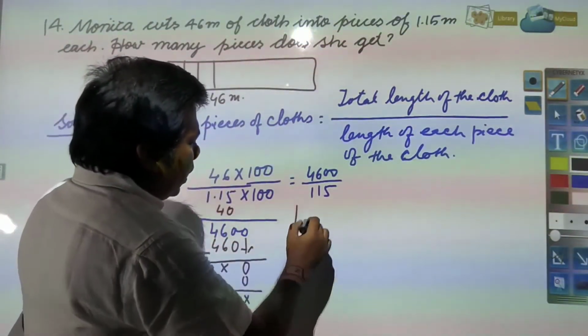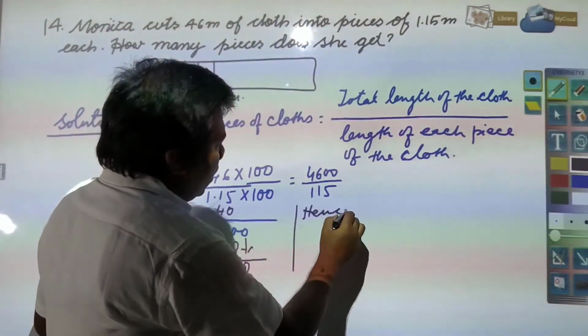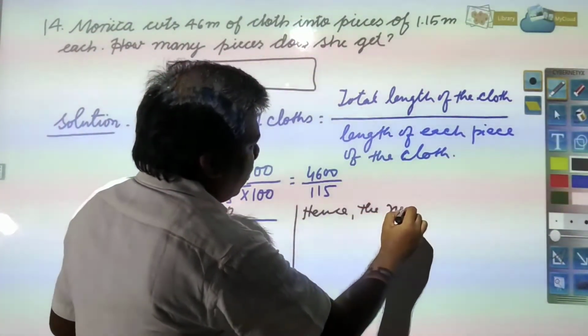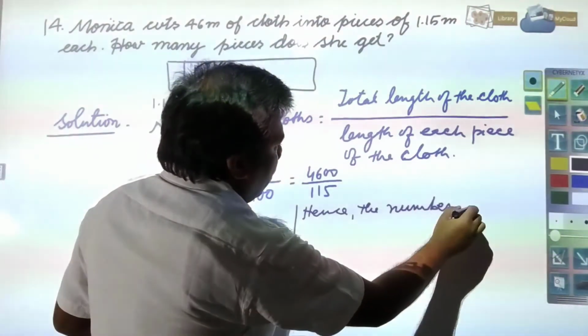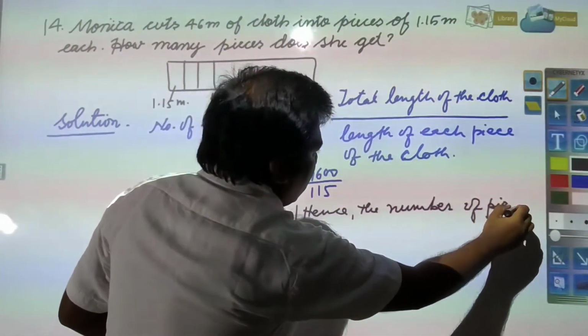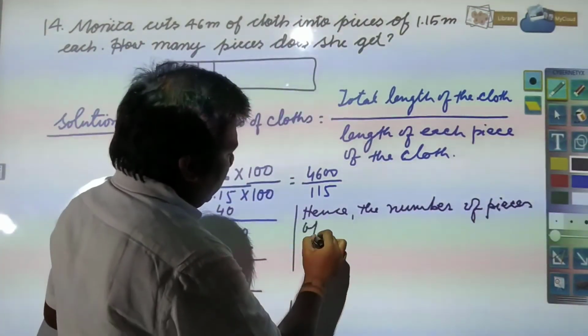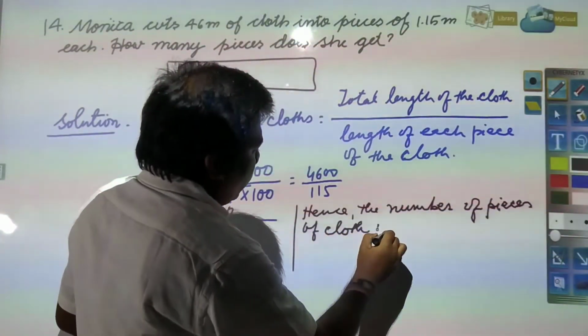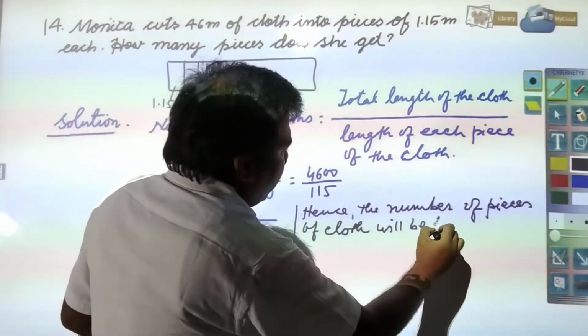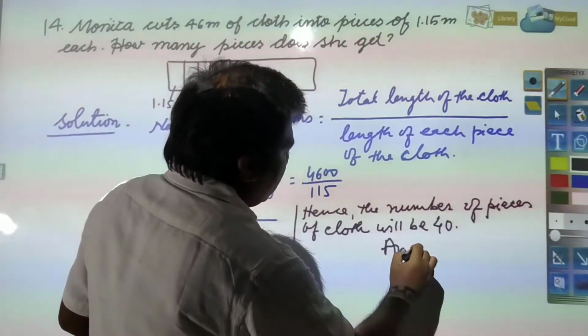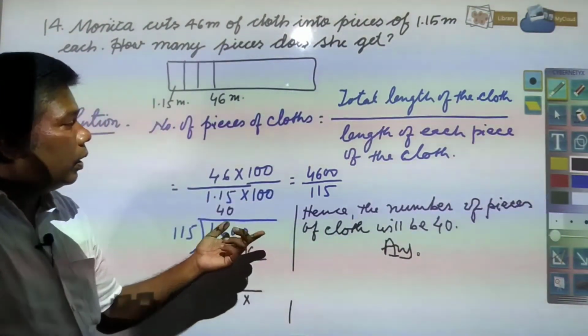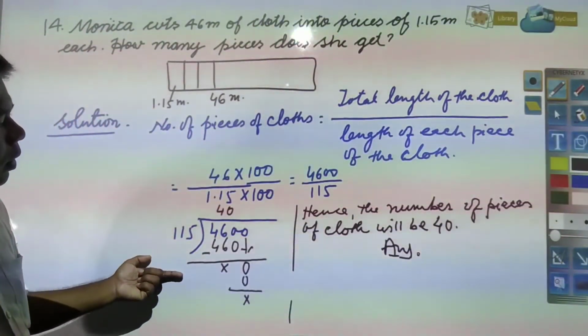You will write, hence the number of pieces of cloth will be 40, and this will be your answer. So in this way, these types of questions are required to be solved.